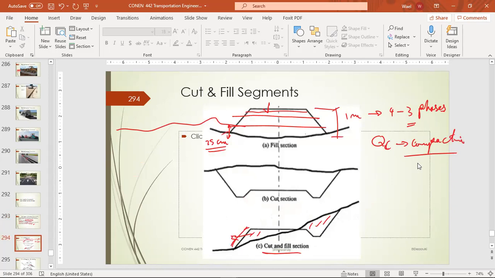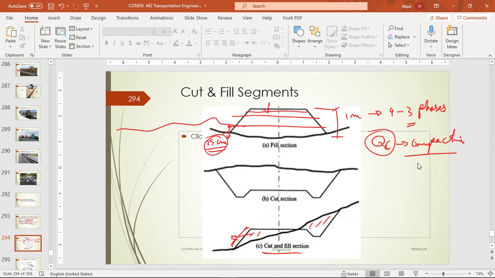So for the cut and fill, as I mentioned, if there is a fill, it must be in layers of 25 centimeters, okay? And usually we try to avoid large fills. If it's 1 meter, it's 4 to 3 layers. We do this, and for each layer we must have quality control and samples and so on. So it's very time-consuming to do fills.